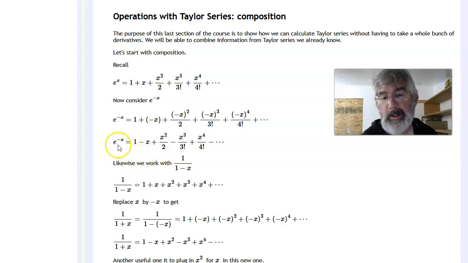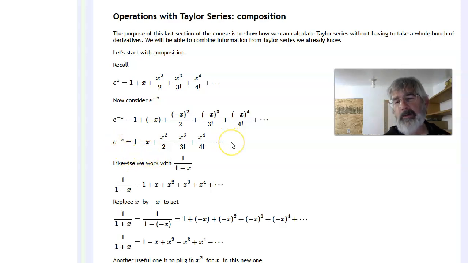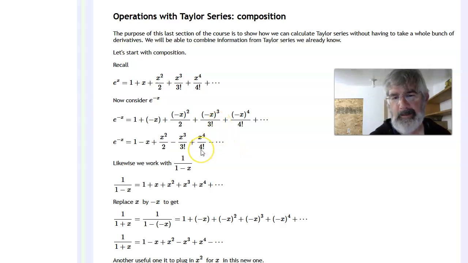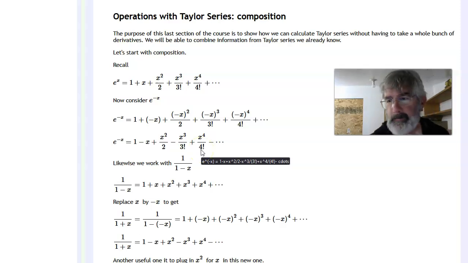So here we go. So e to the minus x, the Maclaurin series, or the Taylor series centered at 0, is 1 minus x plus x squared over 2 minus x cubed over 3 factorial plus x to the fourth over 4 factorial minus, and so on, right? Just plus or minus of what you had up here, alternating signs on the terms.